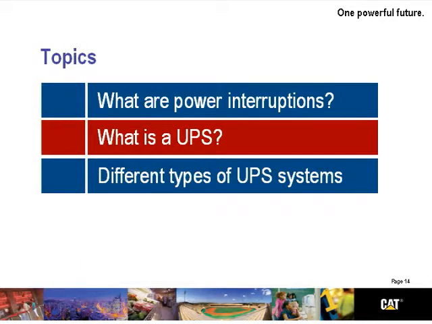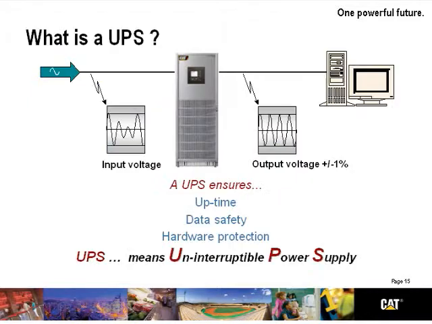So, let's talk about what is a UPS. A UPS is a piece of power electronics that lives between the input voltage and the output voltage. Pretty obvious, huh? But it gives us uptime, data safety, hardware protection, and in case you were wondering, UPS stands for uninterruptible power supply. So we want power electronics with a backup power supply that enables us to ride through these power anomalies as they occur to us throughout the day.